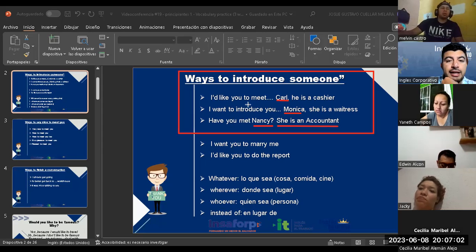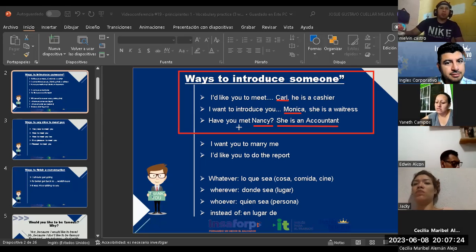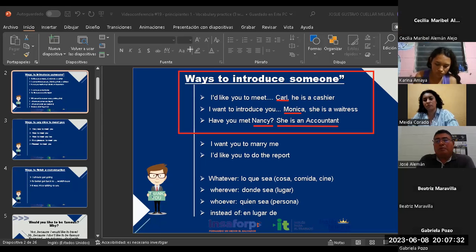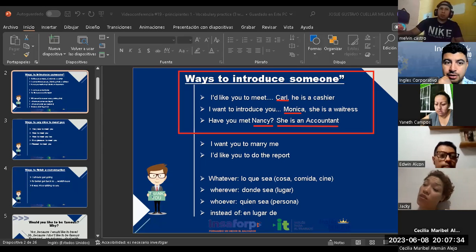Por ejemplo, I'd like you to meet. I want to introduce you. Have you met? Y dicen el nombre. Have you met Edwin? Have you met Cecilia? Es una pregunta. La primera dice, quiero que conozcan a Carl. La segunda, quiero presentarles a Mónica. Y la tercera es, ¿conocen a Nancy? Have you met Nancy? She's an accountant. Ok. Prepare your answers. Preparen sus respuestas porque de esta manera voy a pasar lista. Ok. I'm going to check the attendance list by saying this.